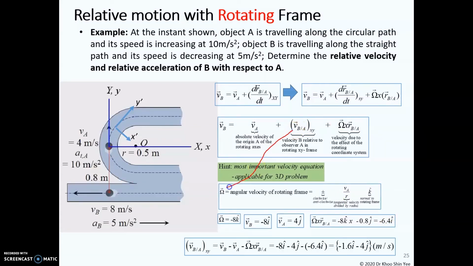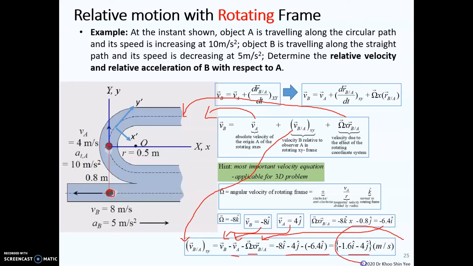Since we want to find the relative velocity VB/A, you need to rearrange the equation. Take the VA to the left hand side, you obtain negative VA. Take the ohm cross RB/A to the left hand side, you obtain the negative component. Then substitute the values that you obtained and perform the calculation here, you should obtain this result. This is the velocity of point B that is observed by the observer at point A.